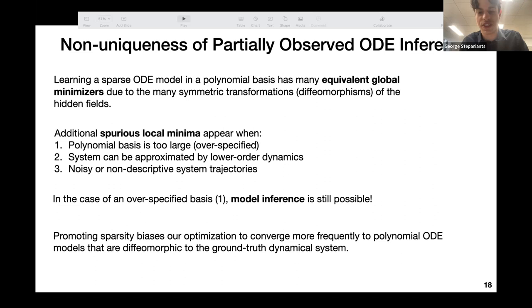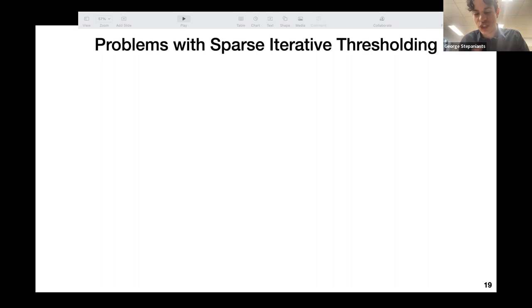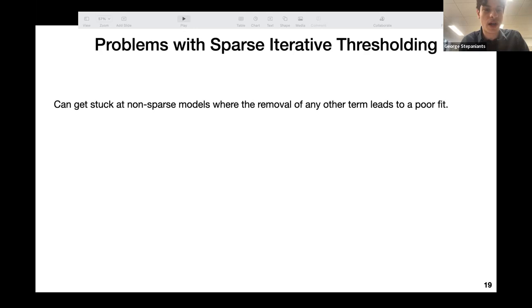Okay, so now I actually want to shift away from sparse iterative thresholding and talk about the final approach that we've been using to learn the dynamics of partially observed systems. The reason why sparse iterative thresholding becomes tricky when you can only observe a subset of coordinates of a multivariate system is because sometimes what ends up happening is you do this sparse iterative procedure where you cut out the terms with small coefficients, but then you get stuck at a model which is still not sparse enough. There's still too many terms on the right-hand side. And if you were to remove any other term from this model, the model would diverge or you wouldn't be able to refit it to the data. So this tends to happen relatively regularly.